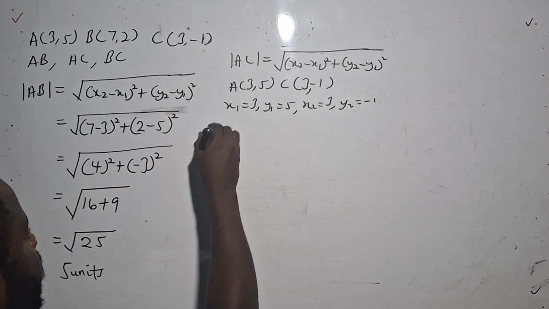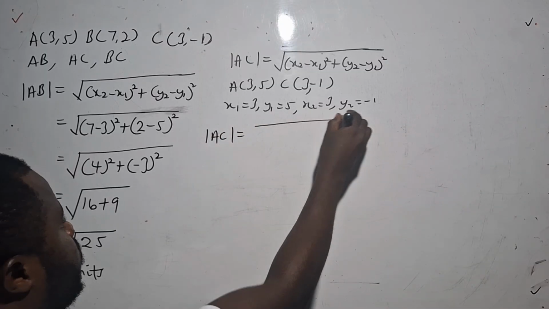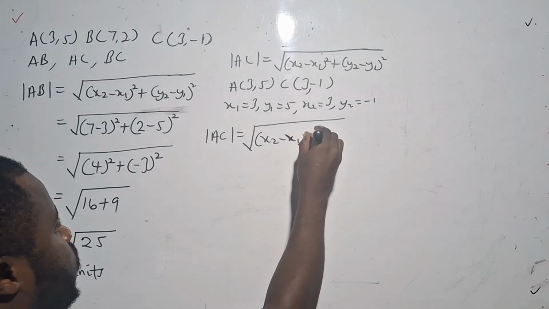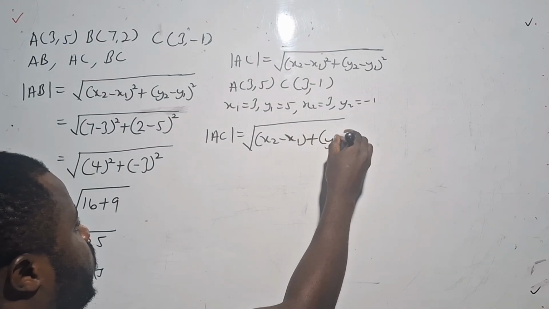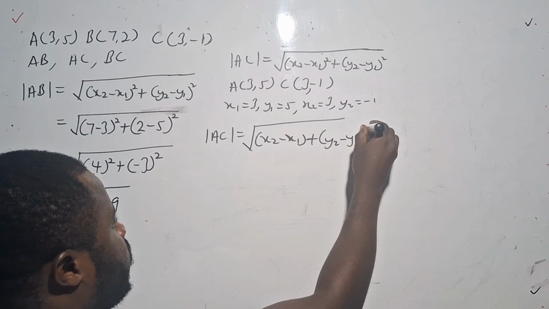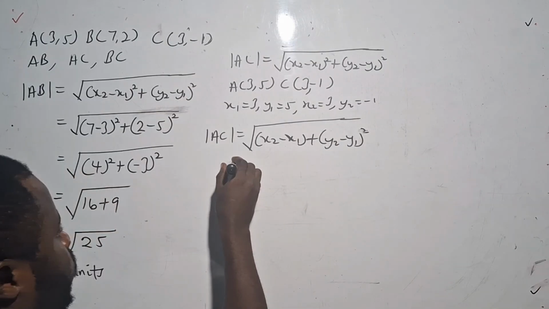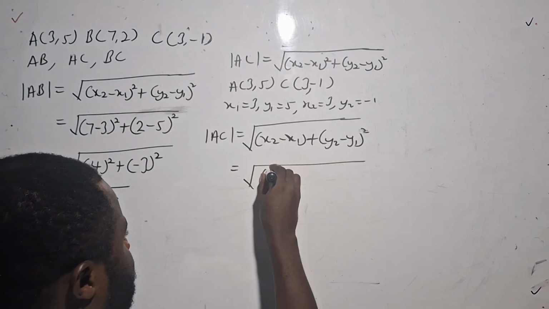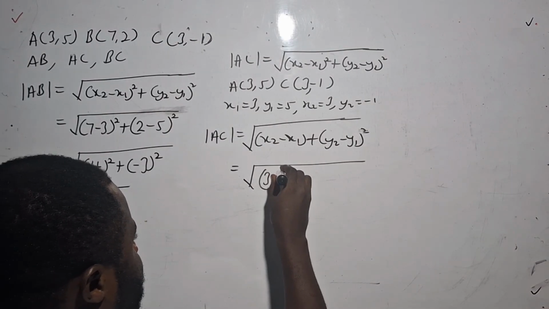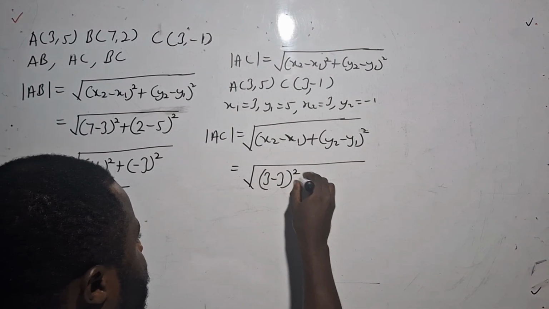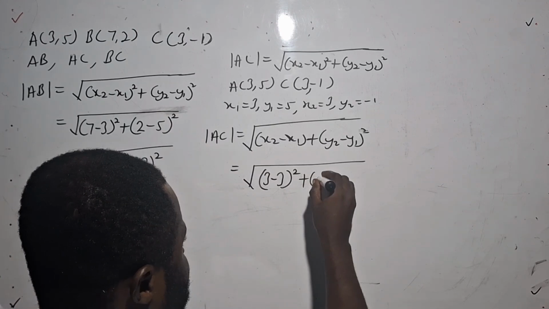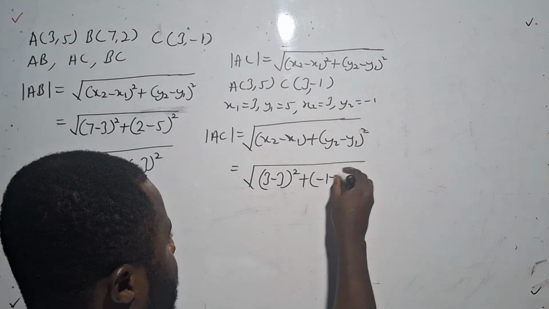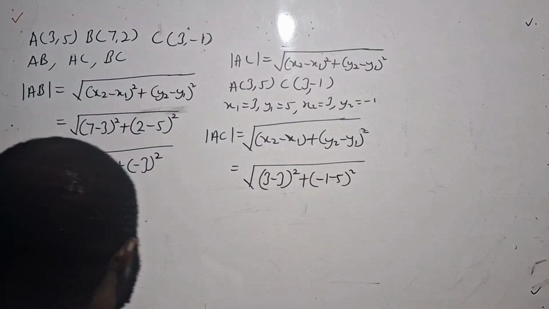So let's find the length of AC using the formula: x2 minus x1, y2 minus y1, all squared. Now my x2 is 3, x1 is also 3, all squared, plus y2, -1, minus y1, minus 5, squared.